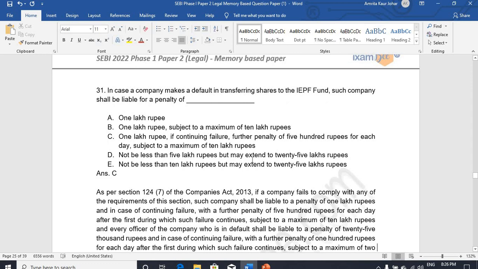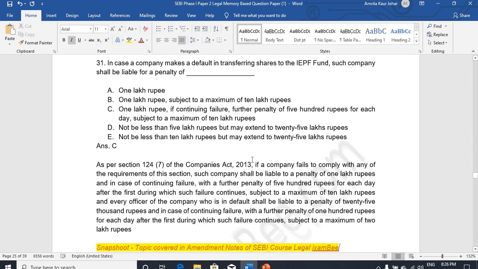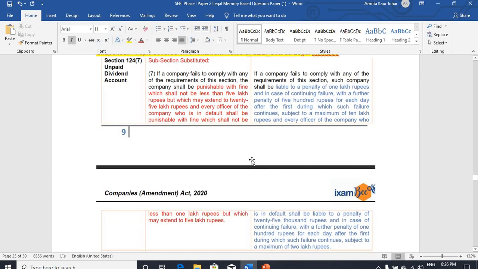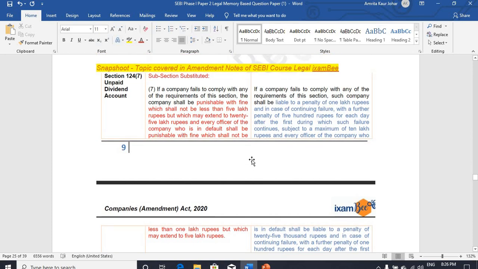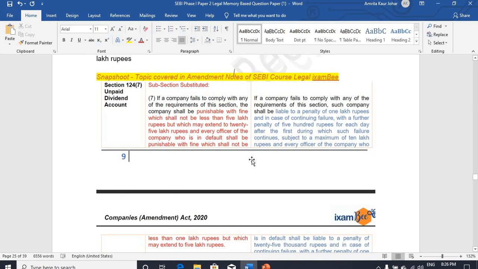Option C will be correct. 1 lakh rupees if a continuing failure is there. Further penalty of 500 rupees will be there for each day. And this will be subjected to a maximum of 10 lakh rupees. This is also an amendment and it is covered in the amendment notes that have been specifically provided by ixamBee legal course.